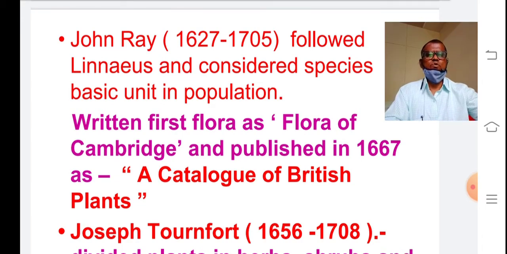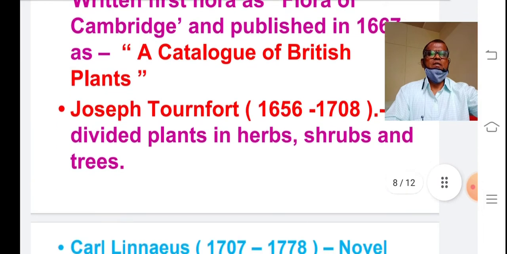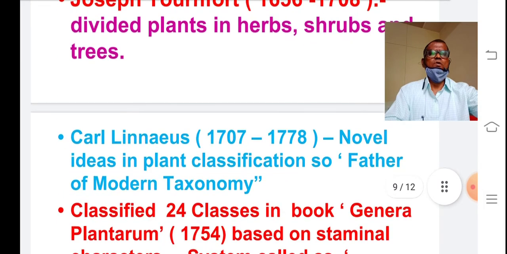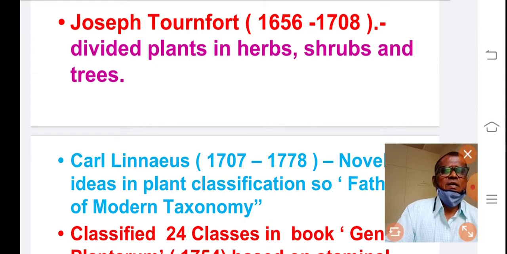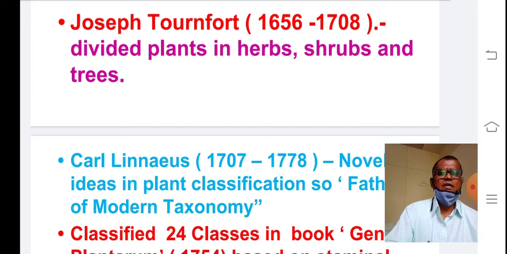Catalog means a list. Then there is one another scientist, Joseph Tournefort, in 1656 to 1708. He divided the plants into herbs, shrubs and trees.